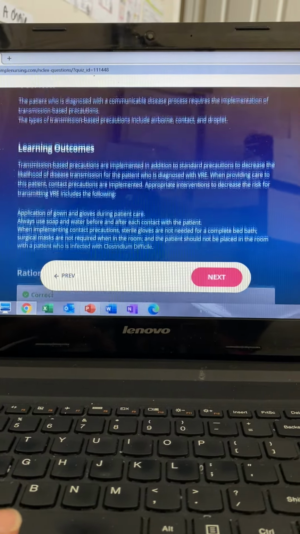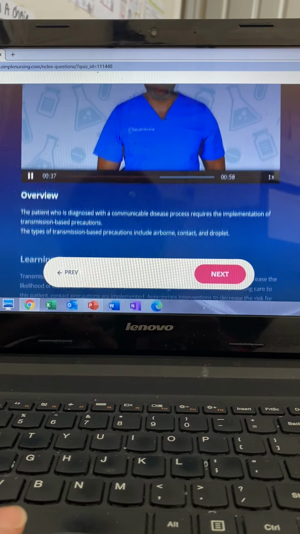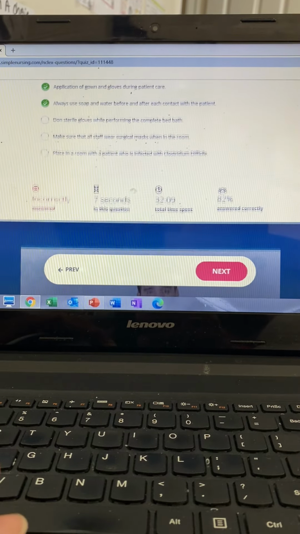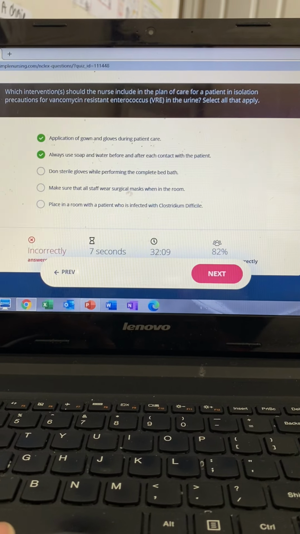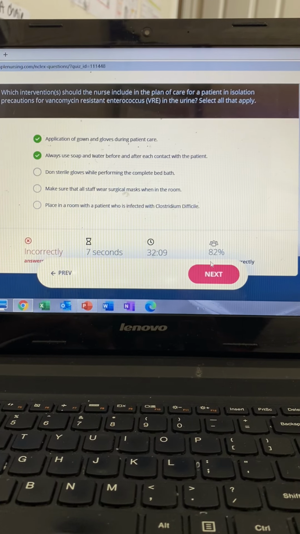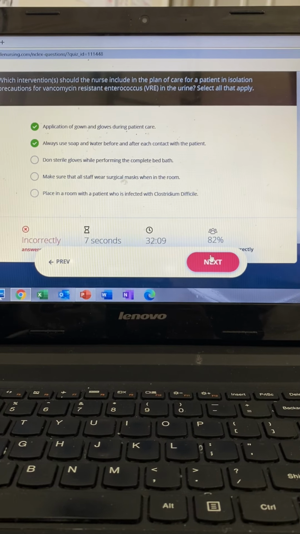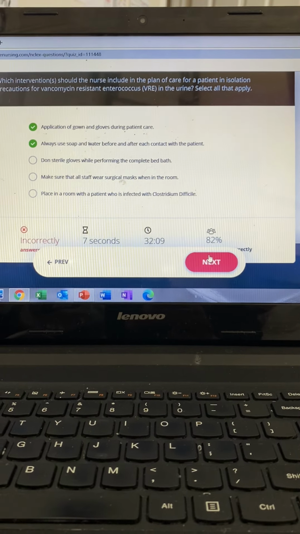Guys, sterile gloves are not used for contact precautions. Surgical masks, again, not used for contact precautions. And isolation in a single room is not a contact precaution. So guys, just remember, when you're in contact with that patient, it's contact, basically meaning touching that patient.